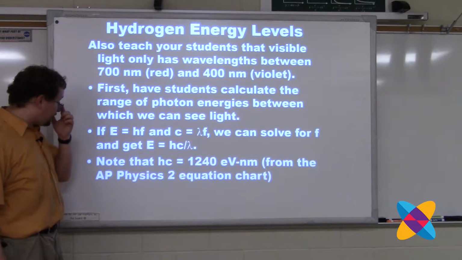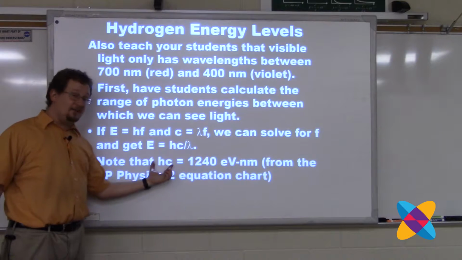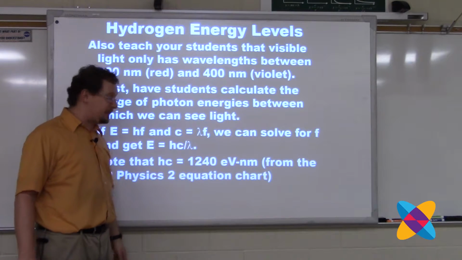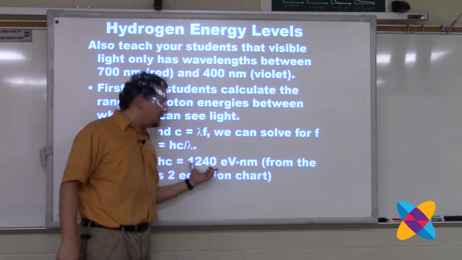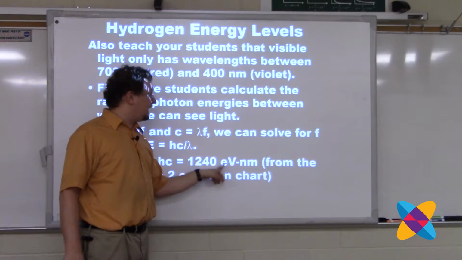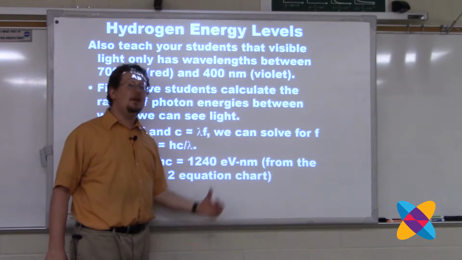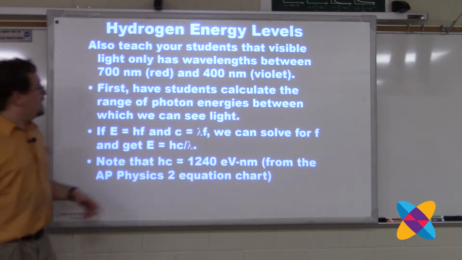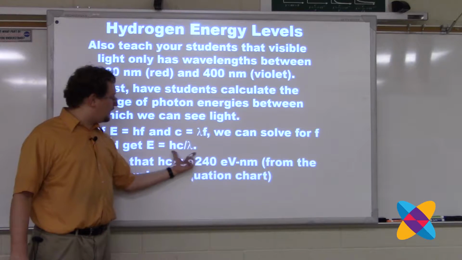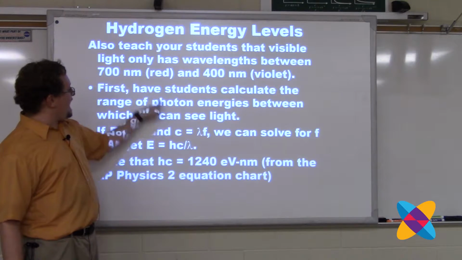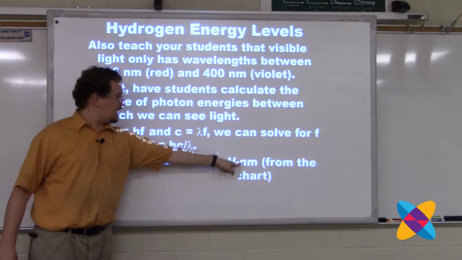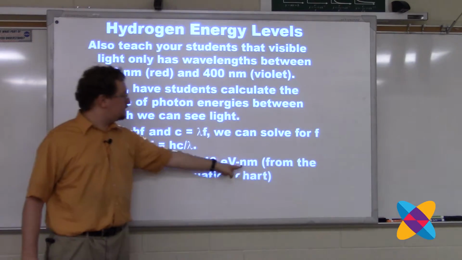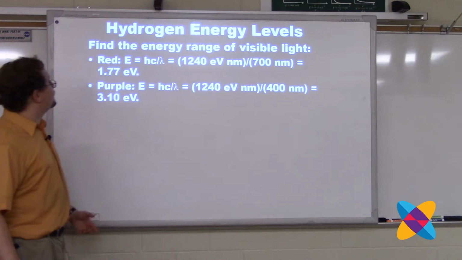E equals hc over lambda. But the formula chart tells us that h times c is yet another constant. Planck's constant times the constant speed of light is 1240 in units of electron volts times nanometers. That's off the formula chart. So what am I going to do? For h times c, I'm going to plug in 1240, and I'm going to plug in that number of nanometers, and I'll get a number of electron volts. Looks like this.